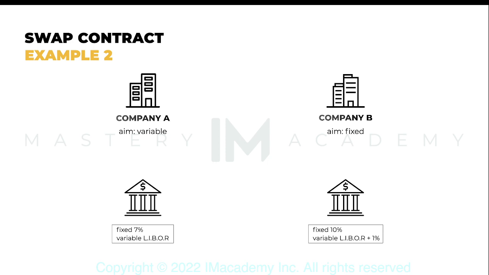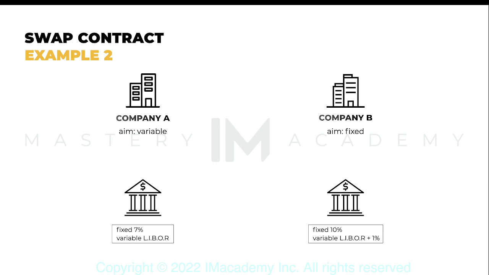Now imagine that company A would ideally like to borrow at a variable rate of interest. Perhaps they feel that interest rates are on the way down. They think it would be beneficial to have a variable rate, because they can sign a contract now, but in a couple of months the rate can go down and they will be paying less. So in any case, company A decides that they aim for the variable rate for their $5 million loan.